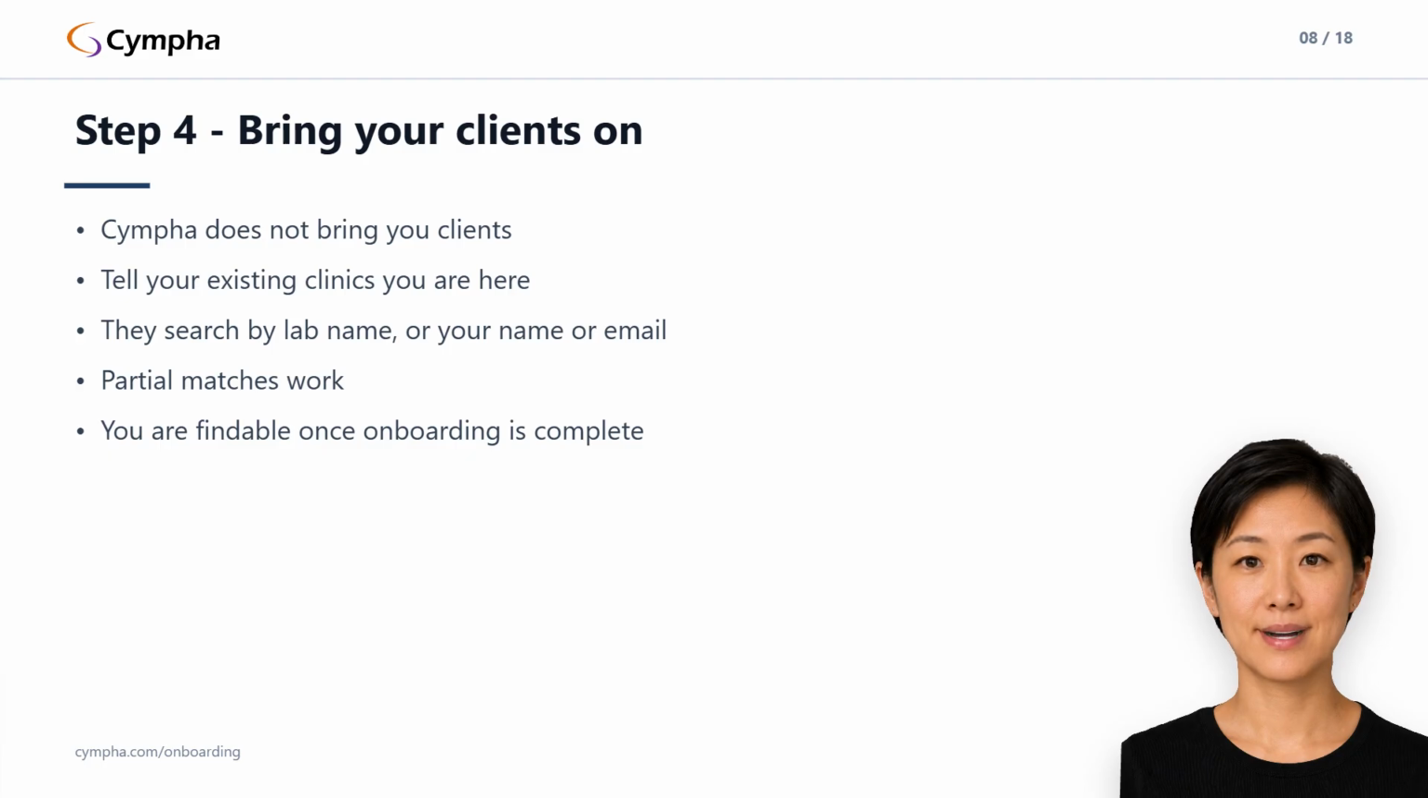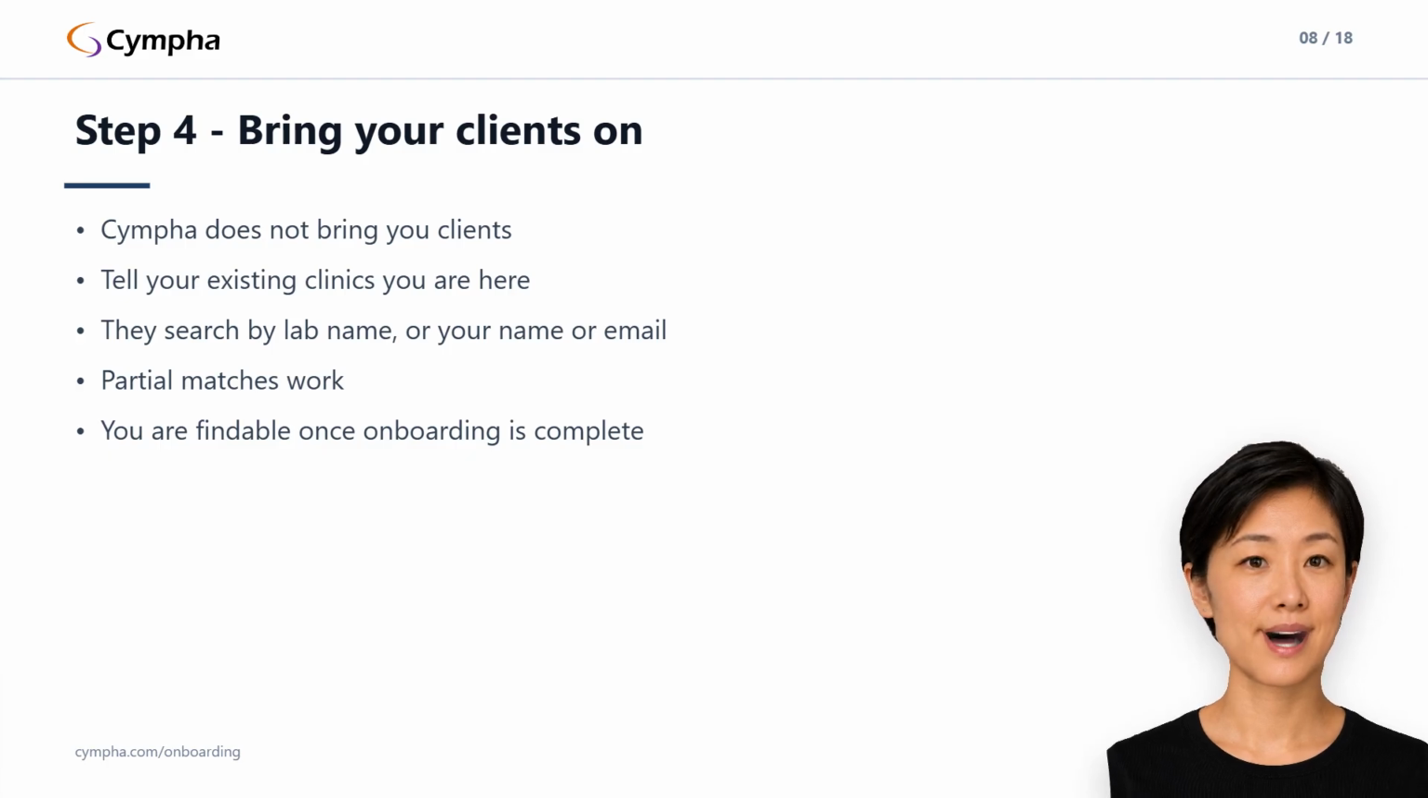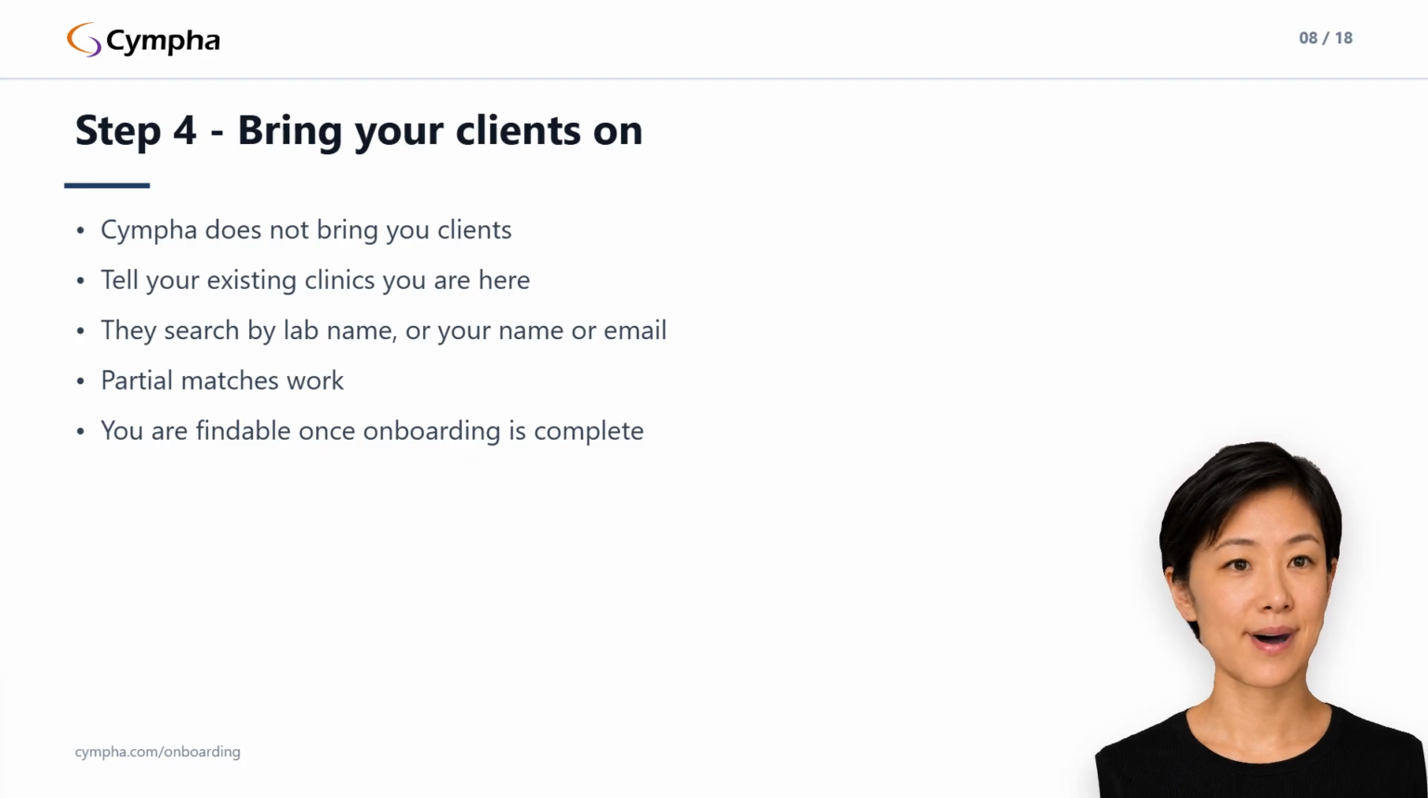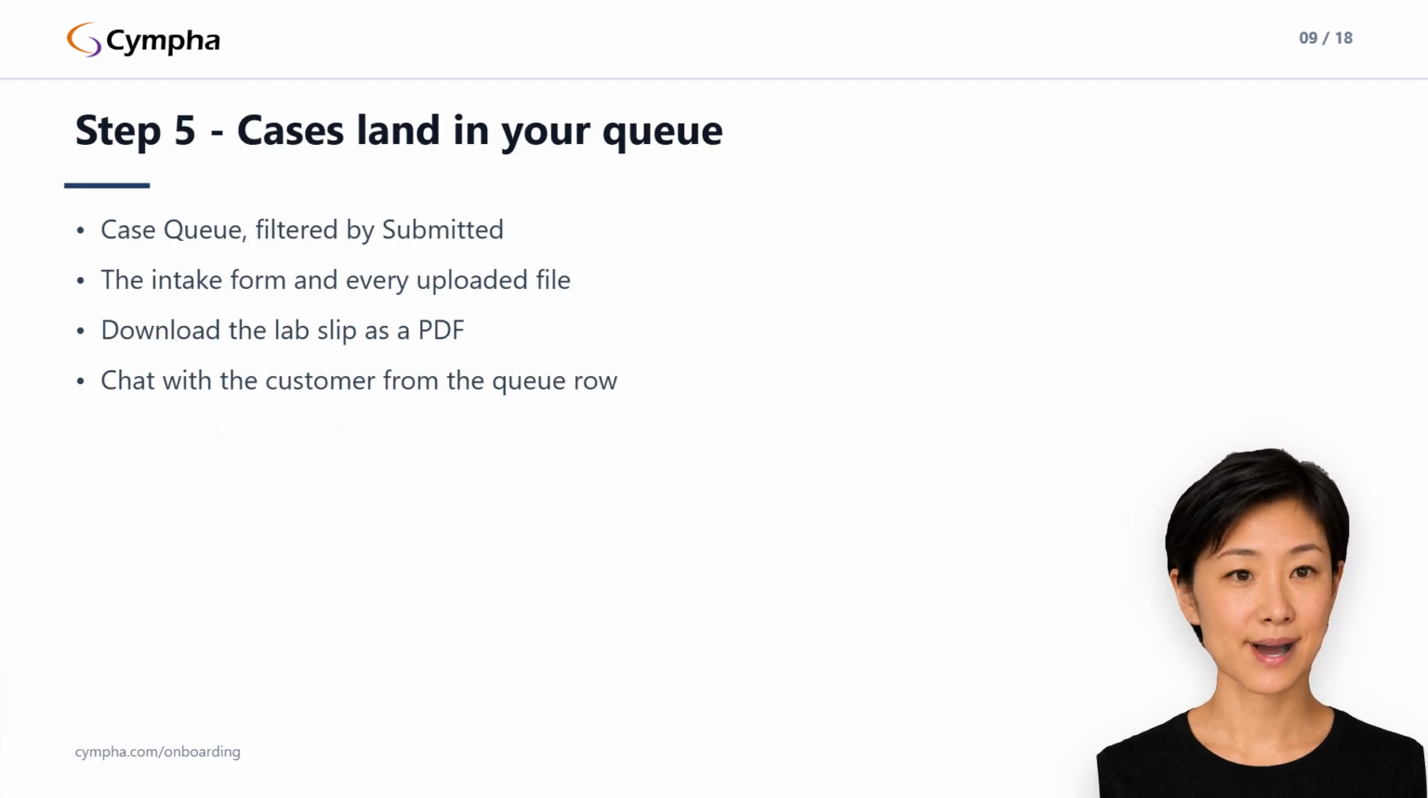This is the step labs skip and then wonder why the queue is empty. Cympha is not a marketplace that allocates work to you. Your clients find your lab by searching for it, which means they cannot find you unless you have told them you are here. So tell them, over whatever channel you already use. On their side it is simple, they sign up, and when creating a case they search for a lab. They can search by your lab's name, or by your manager's name, or by the email address, and partial matches work, so nobody has to type anything exactly.